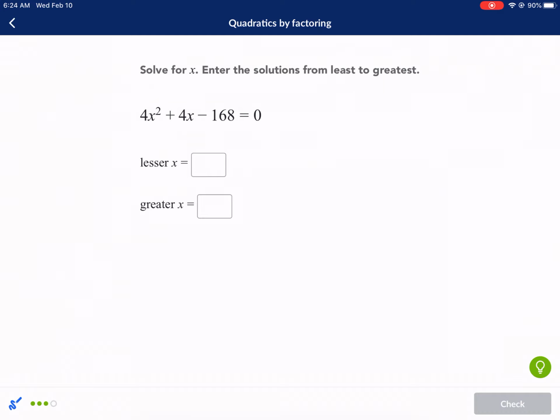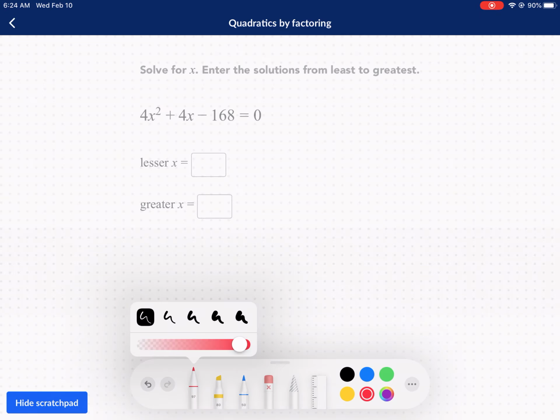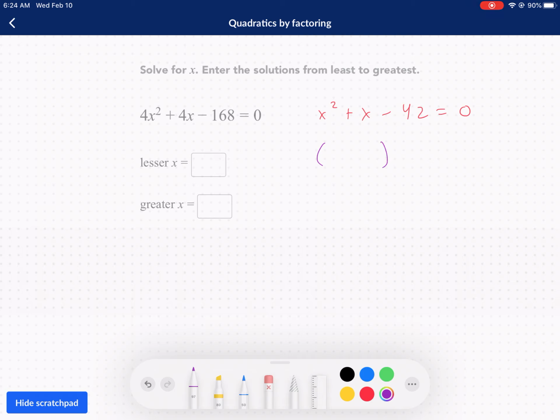Last question. Okay, you should recognize that we can divide every one of those terms by 4. The 4 is kind of like the big clue there. So we're going to go ahead and do that. Let's use red this time. X squared, after I divide by 4, x, after I divide by 4, minus, I already did this, 42 equals 0. Put my parentheses. All right, this one's going to be a little tougher.